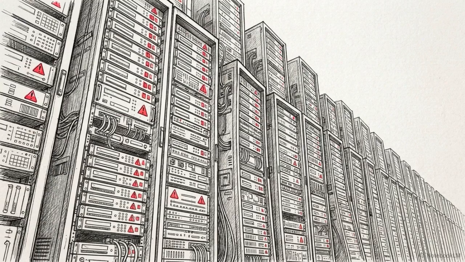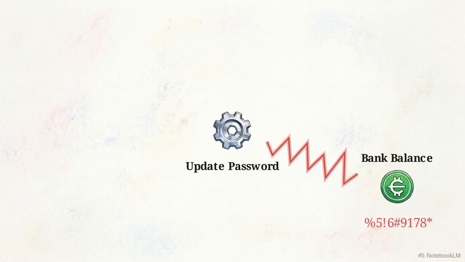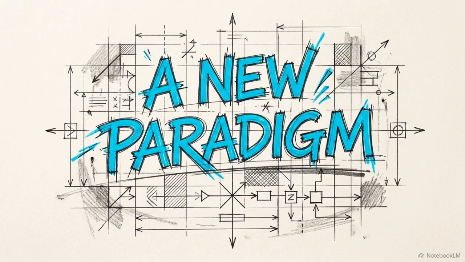As systems scale to millions of lines of code, this separation becomes unmanageable. A function designed to update a user's password might accidentally overwrite a bank balance, simply because the data isn't tethered to anything that protects it. Complexity breeds corruption. To solve this, developers adopted a different paradigm: object-oriented programming, or OOP.